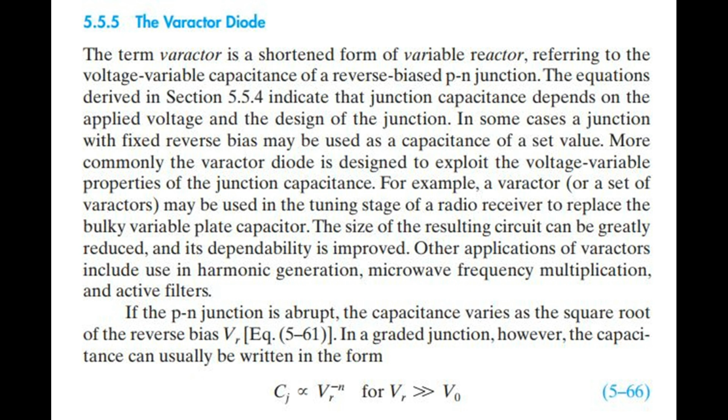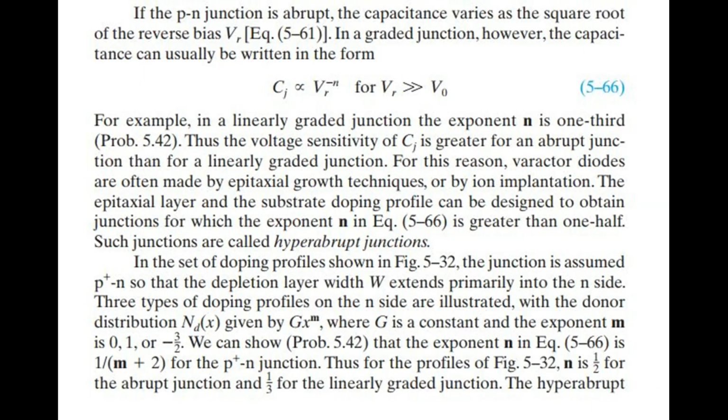In a graded junction, however, the capacitance can usually be written in the form (5-61). For example, in a linearly graded junction the exponent n is 1/3 (Prop 5.42). Thus the voltage sensitivity of Cj is greater for an abrupt junction than for a linearly graded junction. For this reason, varactor diodes are often made by epitaxial growth techniques, or by ion implantation.